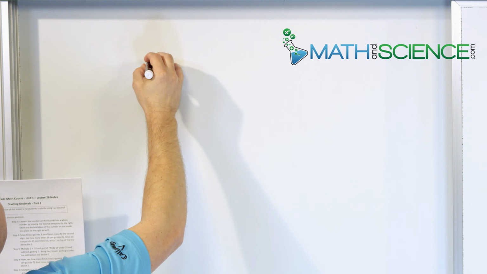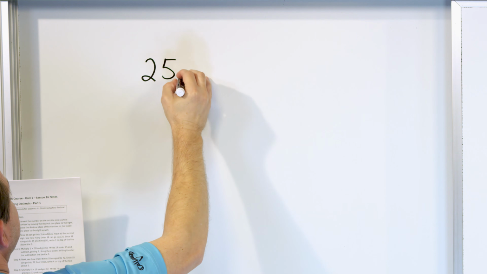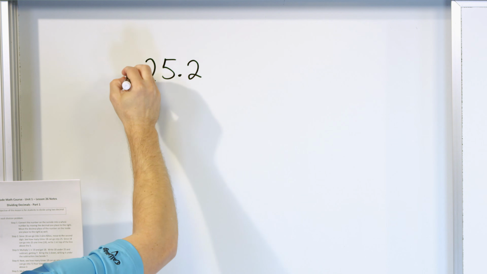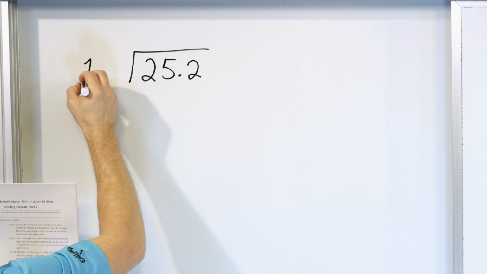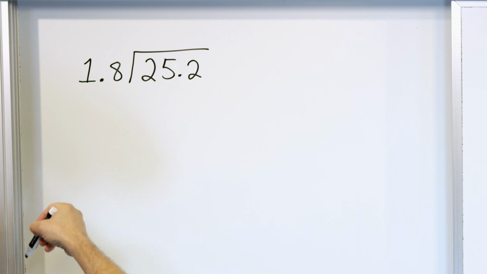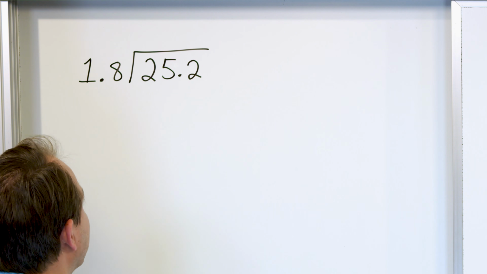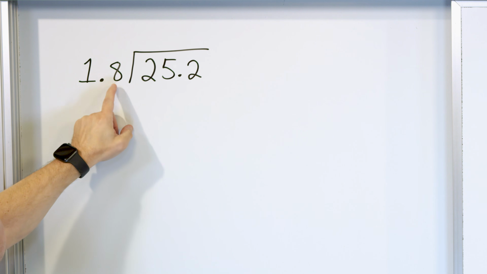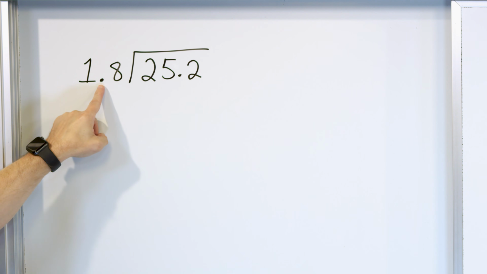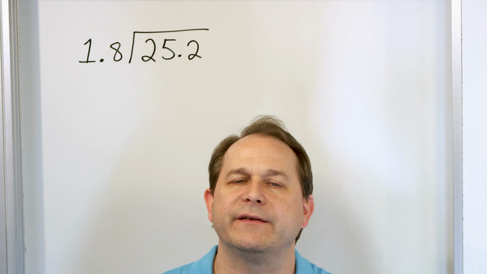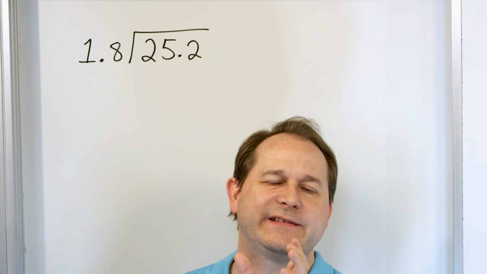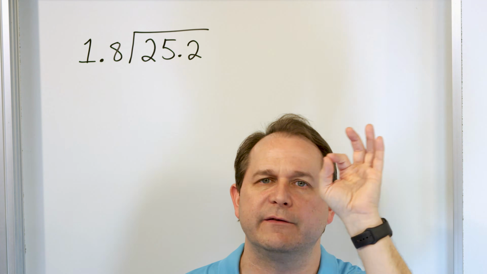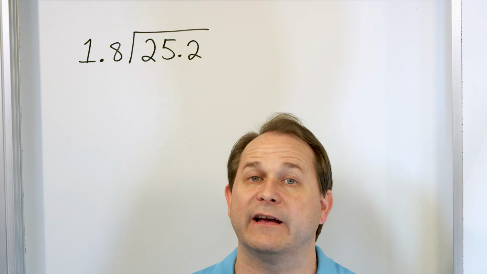Let's say that we're trying to take 25.2 and we want to divide that by the number 1.8. Now, here's the thing that you really need to remember when dividing decimals. The number on the outside of the division house here, notice it has a 1.8 there. We really don't want to see any decimals on the outside of the division house. It just makes the division process easier if that decimal is gone.